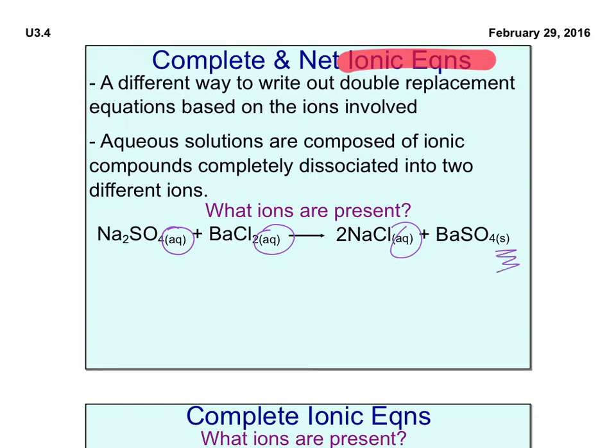Now the solids that can form, those precipitates that we talked about, are actually not forming ions in water. That electric attraction between them, that positive negative attraction, is too strong, so the water is not going to be breaking them apart.